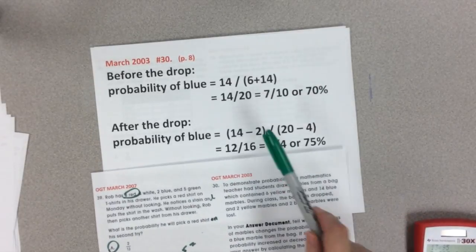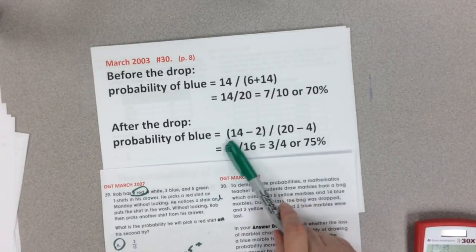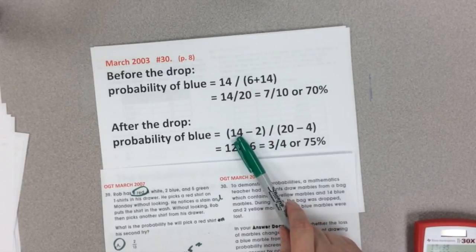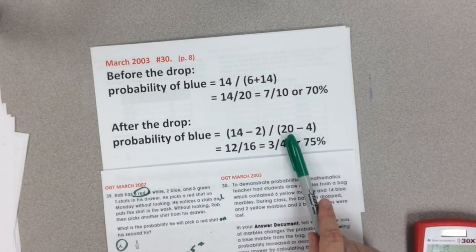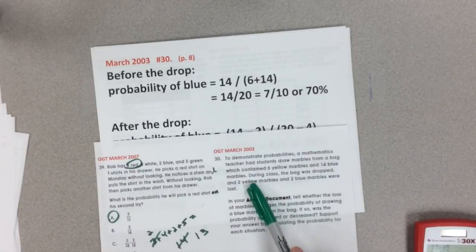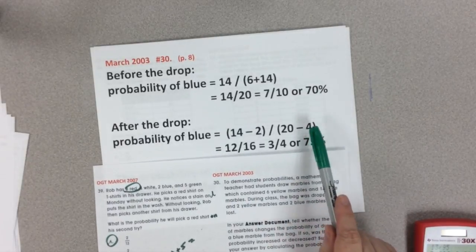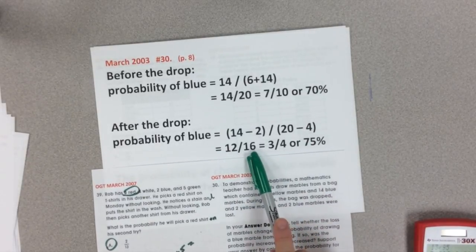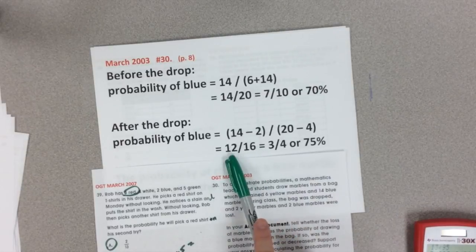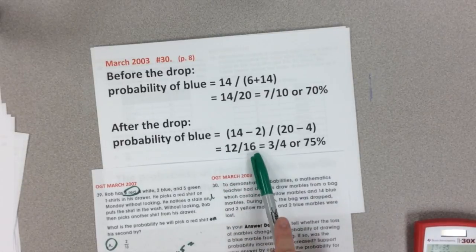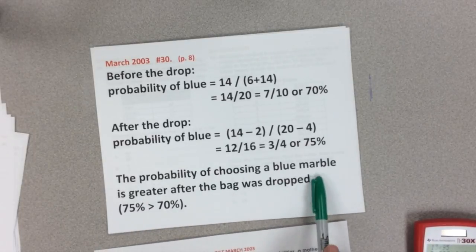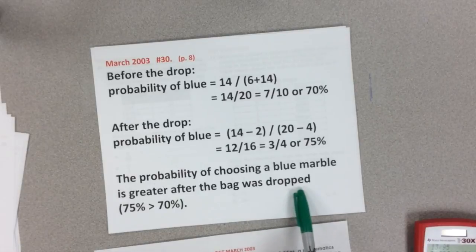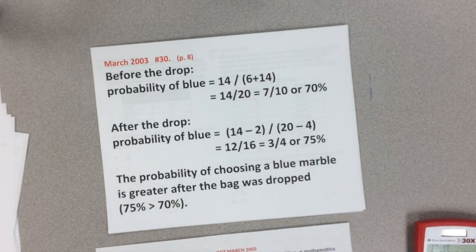After the drop, it said 2 blues were lost, so we're taking 2 off our blue total of 14. But we're taking 4 off of our total of 20 because we lost 2 blues and 2 yellows. 4 marbles were lost. So now there's only 16 marbles, and out of those 16, only now 12 are blue. So 12/16 or 3/4, which is 75%. The probability of choosing a blue marble is greater after the bag was dropped because 75% is greater than 70%.